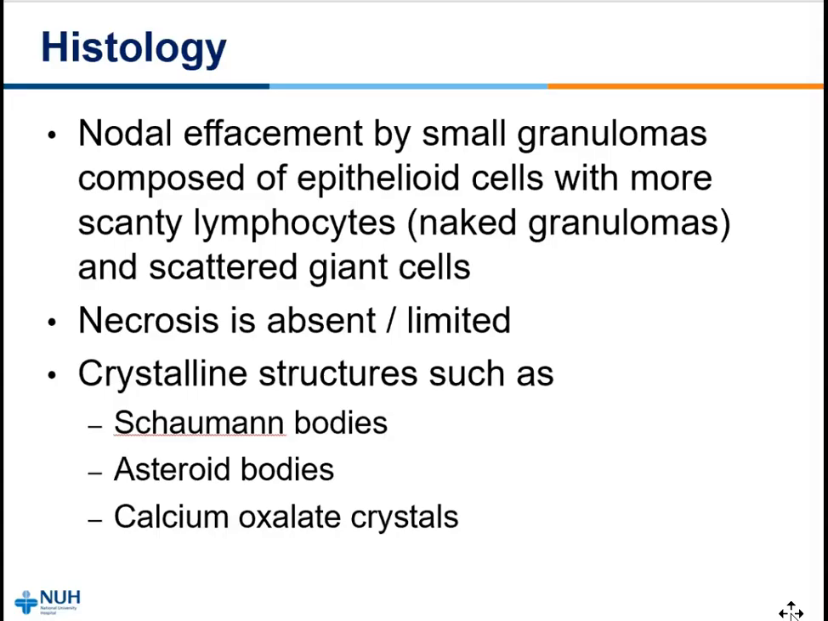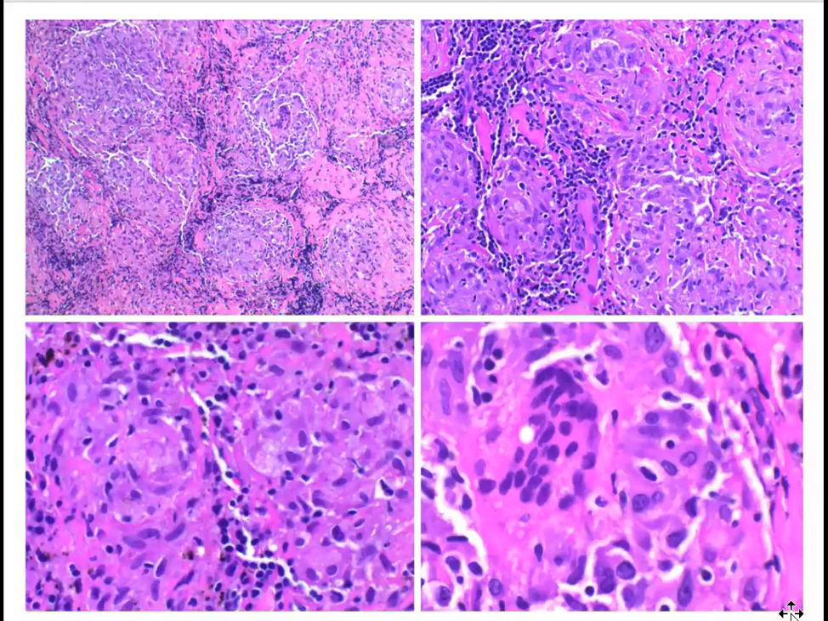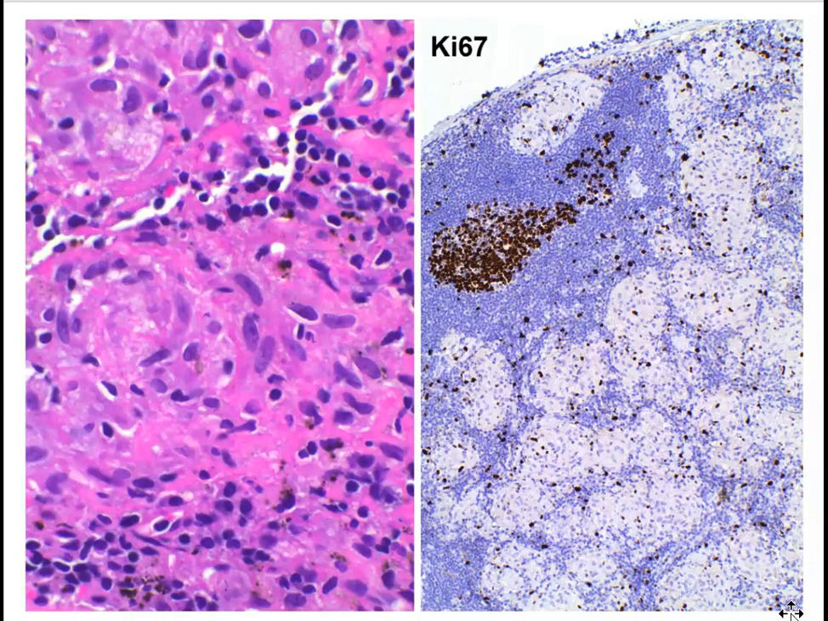Crystalline structures such as Schaumann bodies, asteroid bodies, and calcium oxalate crystals may be seen, but they are not required for the diagnosis. There is effacement of nodal architecture in this lymph node, showing numerous granulomas comprising discrete rounded aggregates of epithelioid histiocytes and multinucleated giant cells. There are few lymphocytes and no necrosis is seen. Higher magnification of the granuloma shows aggregates of epithelioid histiocytes with few lymphocytes. Immunostaining for Ki67 highlights a normal reactive follicle in the residual lymph node.